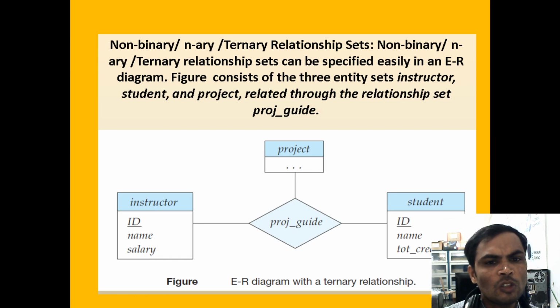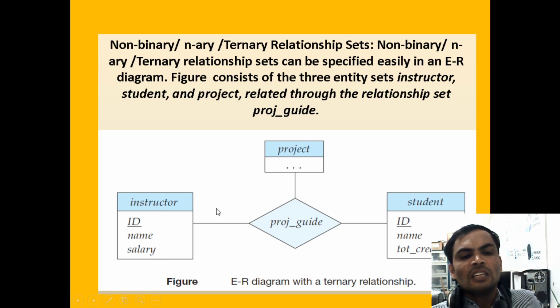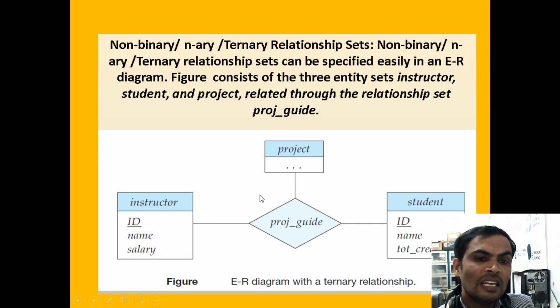Now if you want to specify the three entities, instructor, student and project are the three entities. Between the three entities only one relationship is existing, then we can call it ternary. The relationship exists between the instructor and the project, between the project and the student, and between the student and the instructor. Means it is existing as three relationships.